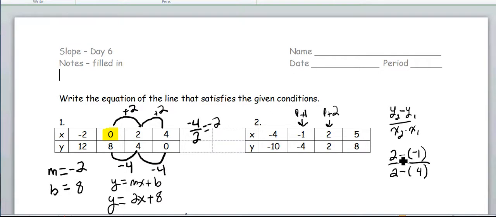Then we simply do our addition. 2 minus negative 1 becomes 3. 2 minus, that should be negative 4. 2 minus negative 4 is 6. 3 over 6 is the same as 1/2. So I know my slope is 1/2.